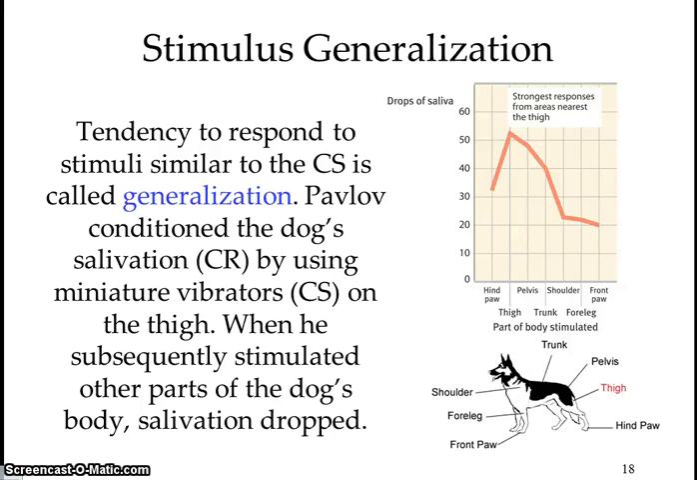Now stimulus generalization. This is the tendency to respond to stimuli that are similar to the conditioned stimulus. Pavlov conditioned the dog's salivation by using miniature vibrators, the conditioned stimulus, on their thighs. He had a little thing that would shake their thigh. When he subsequently stimulated other parts of the dog's body, the salivation dropped. So you can start to generalize a stimulus. Not just having the dogs drooling at the sight of food, now he can do it through just the vibration in their thigh.